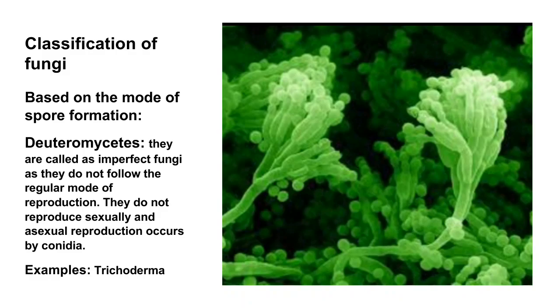Classification of fungi based on mode of nutrition. Another example is deuteromycetes. They are called imperfect fungi. They do not follow the regular mode of reproduction. They do not reproduce sexually and asexually. Their reproduction occurs by conidia formation. You can see here in the diagram.